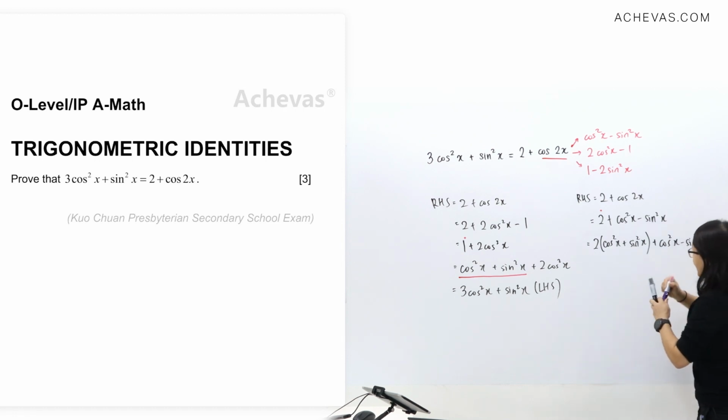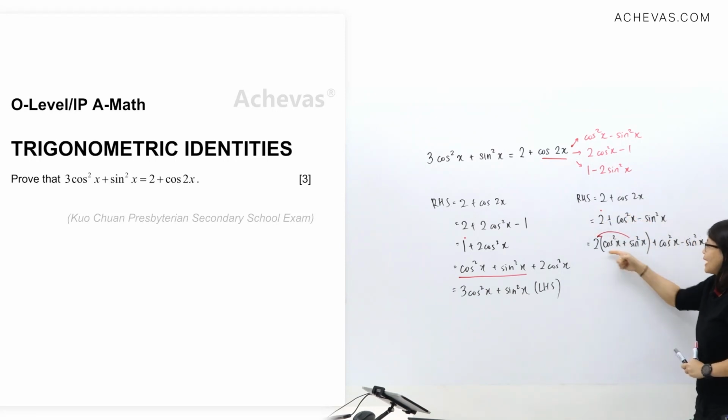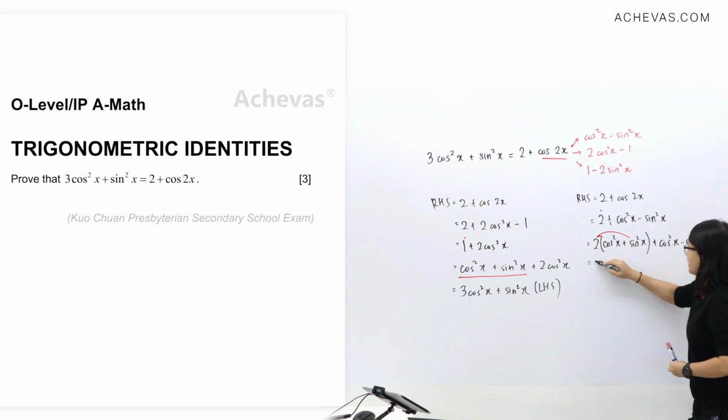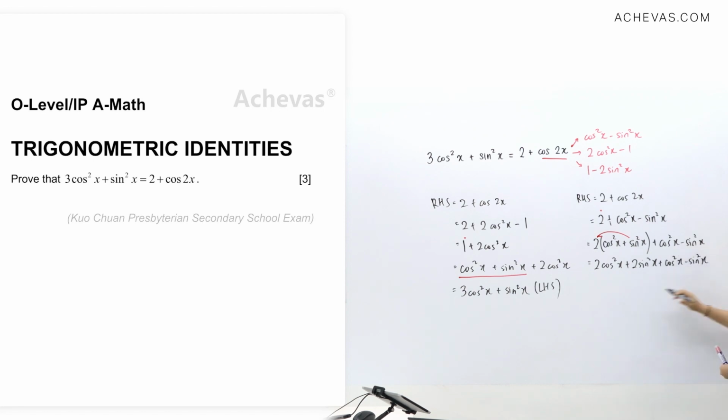So next step, let's multiply this 2 in. The reason I can change this is because this is 2 times 1. It doesn't change the value. So when I multiply in, I'll have 2 cos square x plus 2 sine square x, adding cos square x minus sine square x at the back.